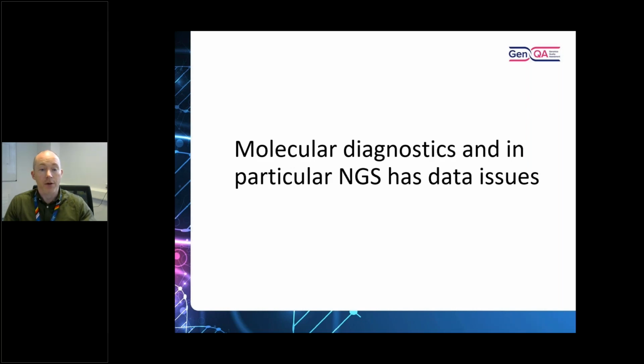Okay, so molecular diagnostics, in particular NGS, is data issues. Data has been growing steadily in molecular diagnostics labs, but really it's the advent of next-gen sequencing that has resulted in a massive increase in data. Whereas before we could have been generating megabytes, we went to generating gigabytes very quickly, and not too long after that we're generating tens and hundreds of gigabytes at a time. So go to the next slide, please.